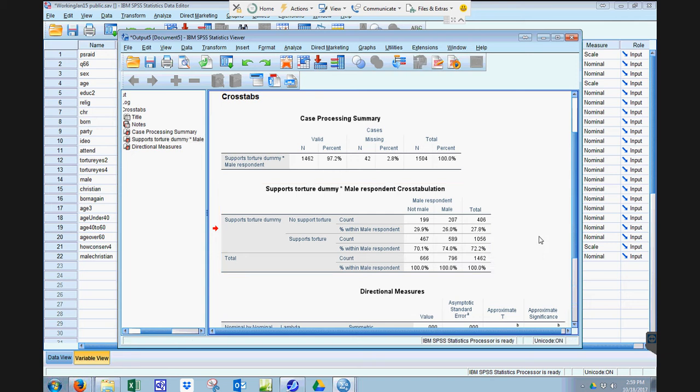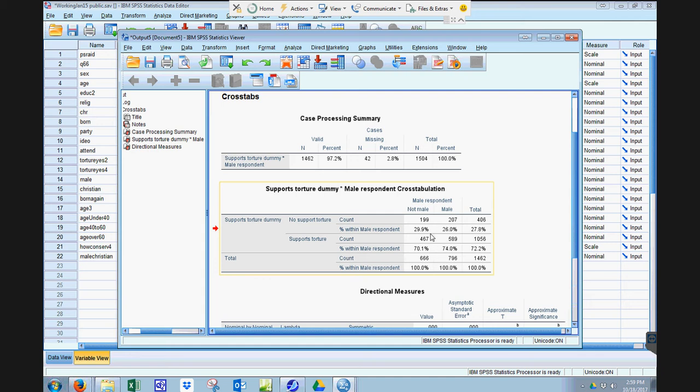If we had a 0 in there, we'd have to think about how we had coded torture, again, to make sure that every cell had a fairly large number of observations. Typically, the standard is more than 10. All right, we're taking a quick look at the data, and it looks like we've coded everything right.